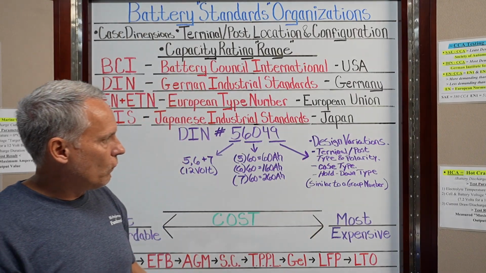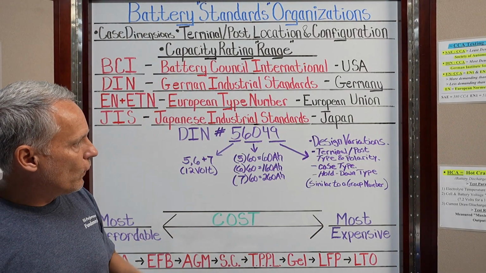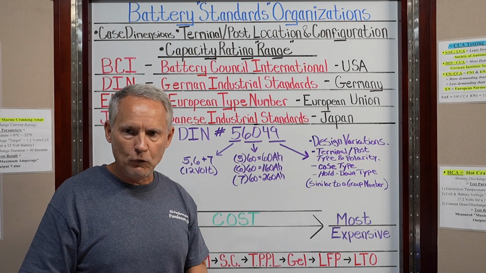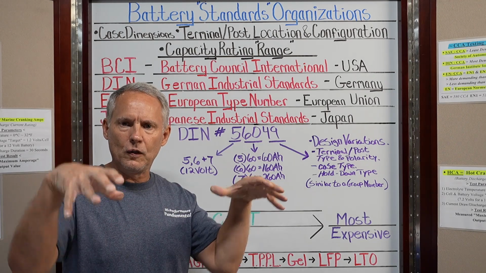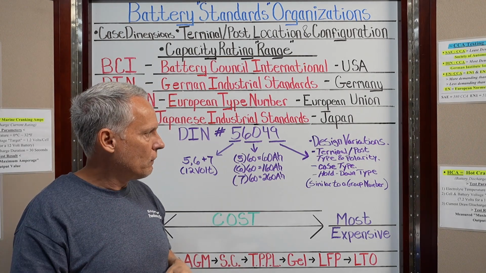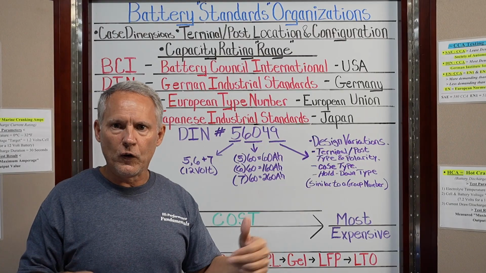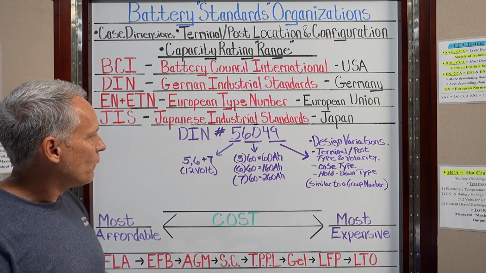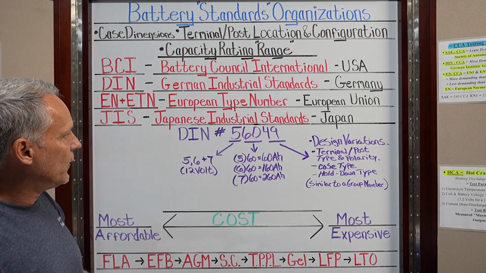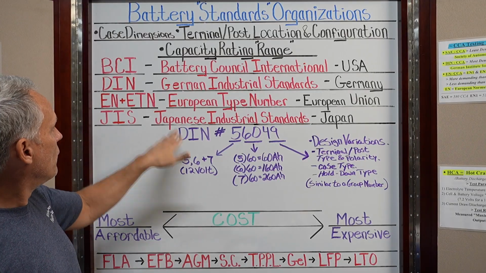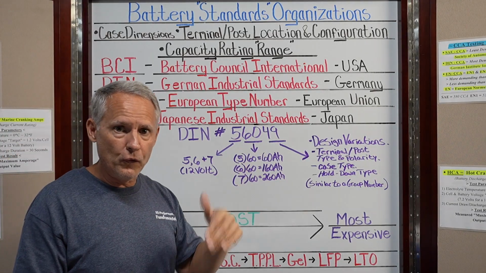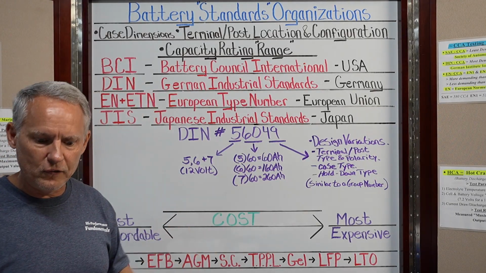So like we had talked about with the group number, the case type and the hold down type: is it held down at the base of the battery? Does it have a bracket that goes across the top of the battery to hold the battery down? And the actual case layout itself, like we talked about when we talked about group numbers. So that's a real quick definition of a DIN number. And from there, I'm going to move on to an ETN number, and we'll go through that. We'll get to a JIS, and then we'll move on to something else.